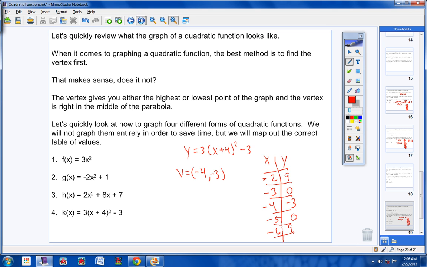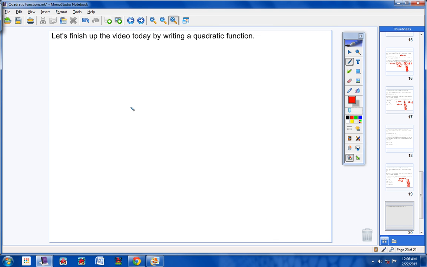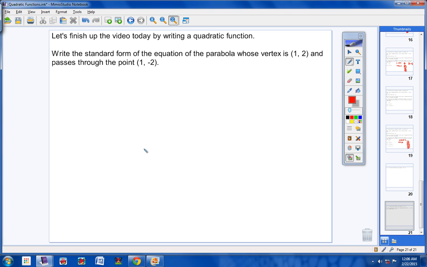Now, let's finish up the video today by writing a quadratic function. In other words, I'm going to give you information, and you're going to write a quadratic function. So here it is. Write the standard form of the equation of the parabola whose vertex is (1, 2) and passes through the point (1, negative 2).